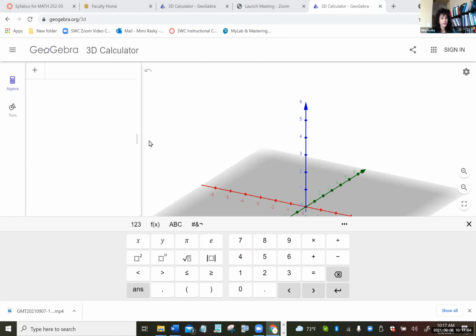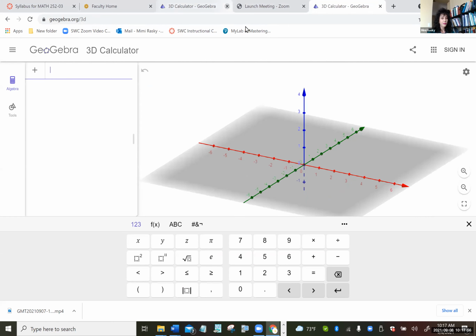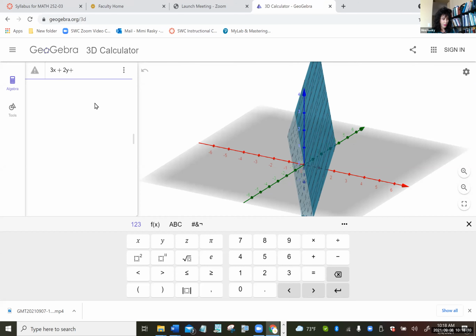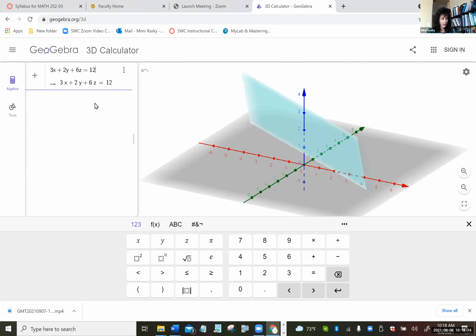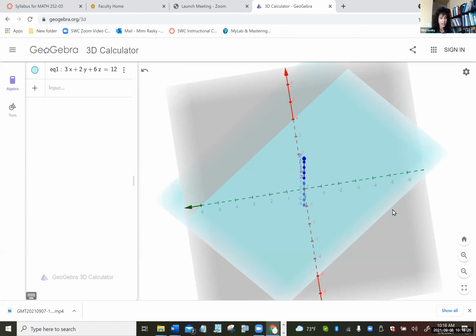So there it is. Isn't that cool? So, what can you graph? Well, all sorts of things. Let's graph a plane. So you know that a plane equation might look like, I'm just making something up, 3x plus 2y plus 6z equals 12, okay? And notice there it is. Now they have their x and y and z axes kind of pointing off in different directions, but you can kind of rotate it around a little bit.